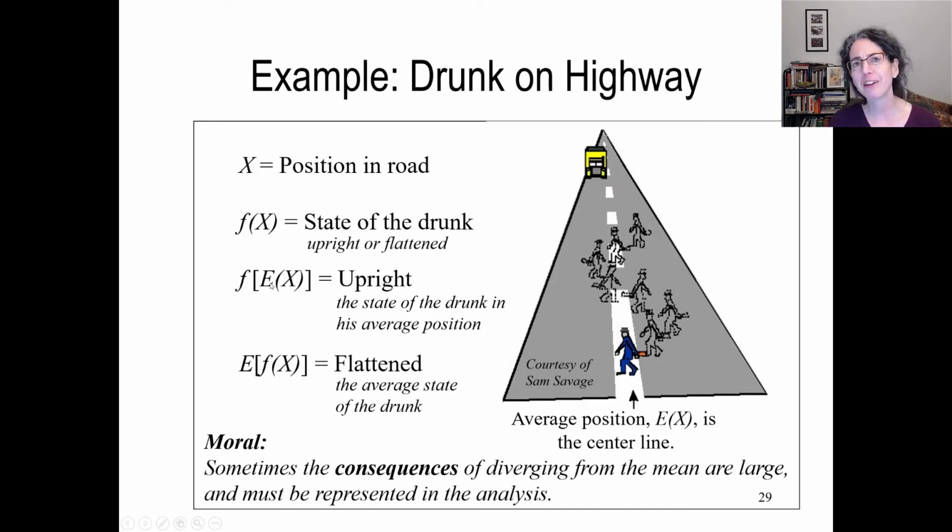So if we evaluate that function at our expected value of the center line, then we're going to come to the conclusion that he's fine. He's in the middle. He's not going to get hit. He's good. But if instead we consider the expected value of the function, considering any location that he might be, then in fact our expected value of the function is that he's been flattened by this truck or some car. So the moral of this cartoon is that sometimes the consequences of diverging from the mean are large and have to be represented in the analysis. We had to capture the fact that he's not really usually on the center line. So it's a bit gruesome, but it captures the idea of the flaw of averages kind of nicely.